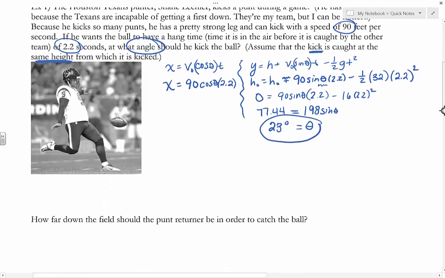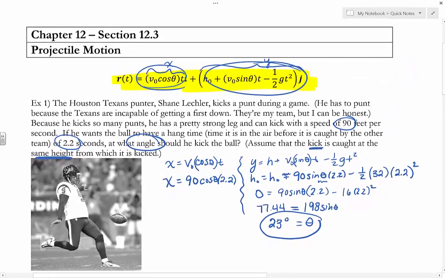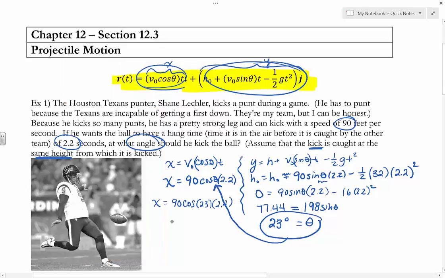Now, down toward the bottom, it says, how far down the field should the punt returner be in order to catch the ball? Well, that just means take this guy and plug him into the x equation. So I'm going to have x equals 90 cosine 23 times 2.2. So 90 cosine answer times 2.2. 182.228.